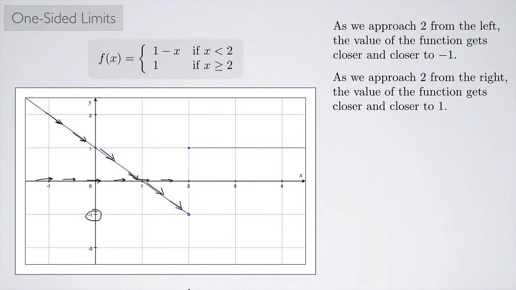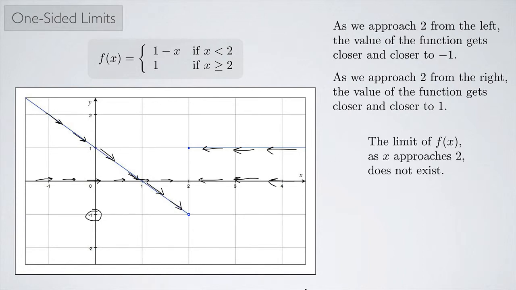Now, as we approach 2 from the right, we saw that the graph approaches 1. The value of the function approaches 1. So on the x-axis here, as we get closer and closer to 2 from the right, on the actual function, we get closer and closer to 1. In fact, we just stay at 1 here.